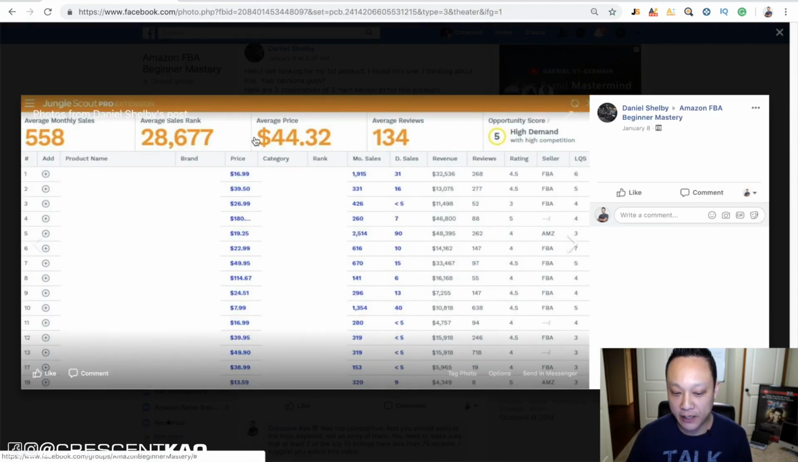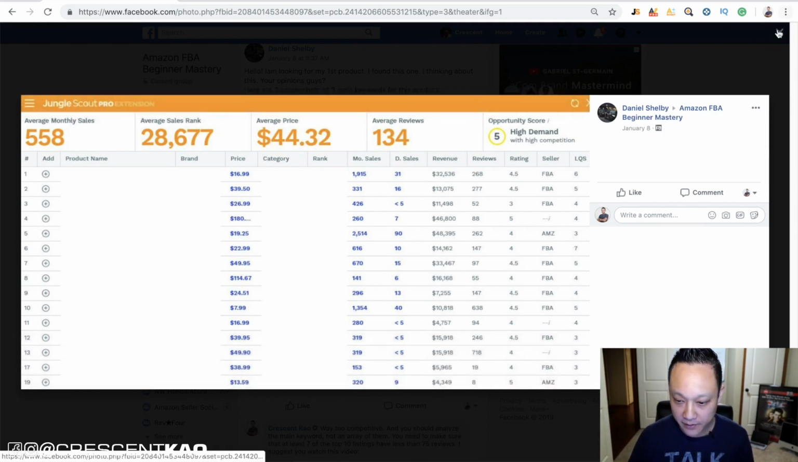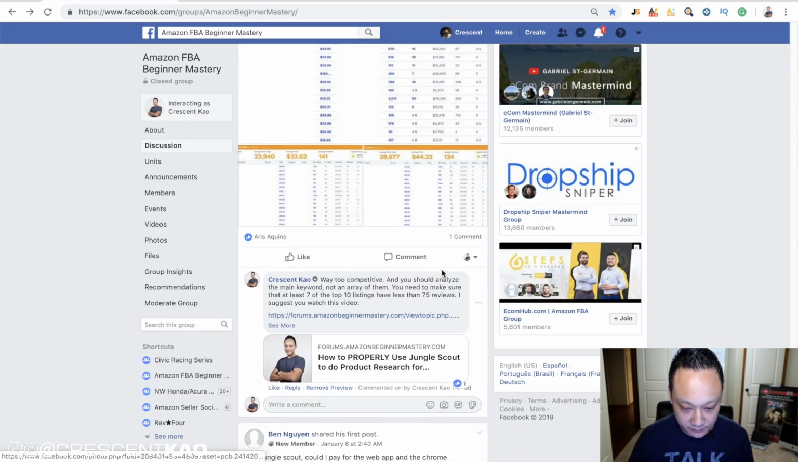See, different keywords is probably going to show you the same results for the price and the sales, which it does, but it can show you different results for the reviews because of how long tail you made that keyword phrase or how relevant that keyword phrase is. Okay, moving on.